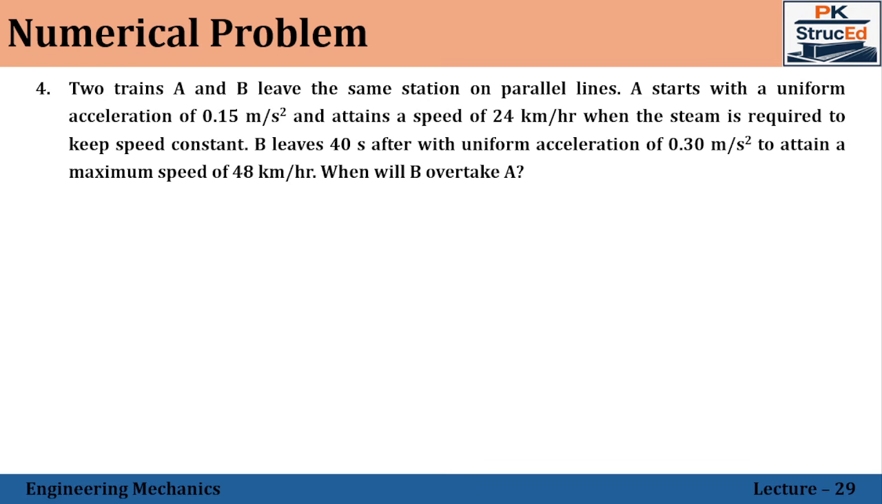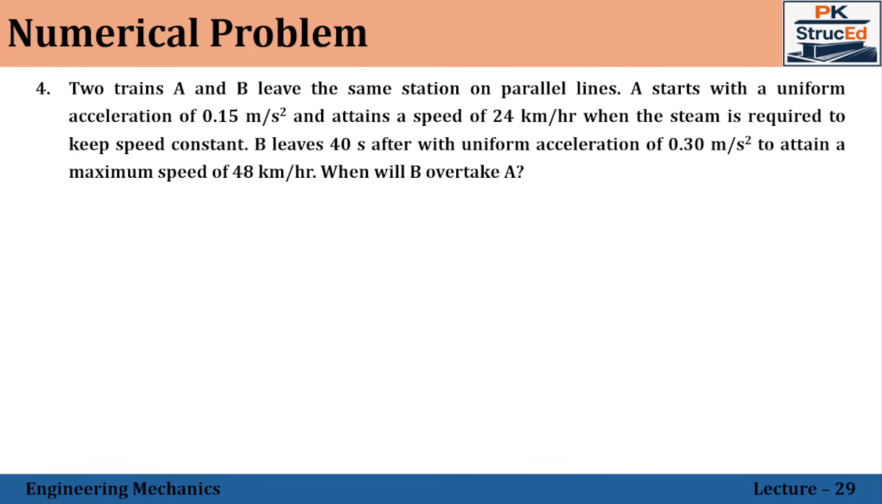Now moving on to the final example of this lecture, in which two trains A and B leave the same station on parallel lines. Train A starts with a uniform acceleration of 0.15 meter per second square and attains a speed of 24 km per hour, after which steam is regulated to keep the speed constant. Whereas train B leaves 40 seconds after train A with a uniform acceleration of 0.3 meter per second square to attain a maximum speed of 48 km per hour. The question is, when will train B overtake train A?